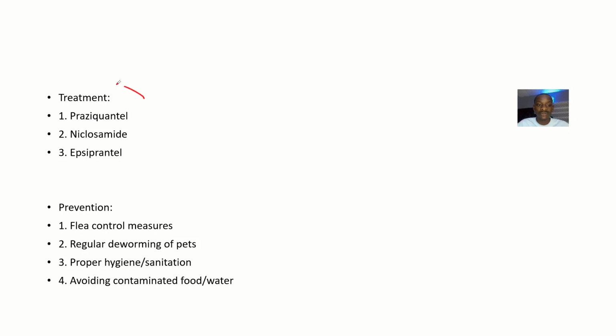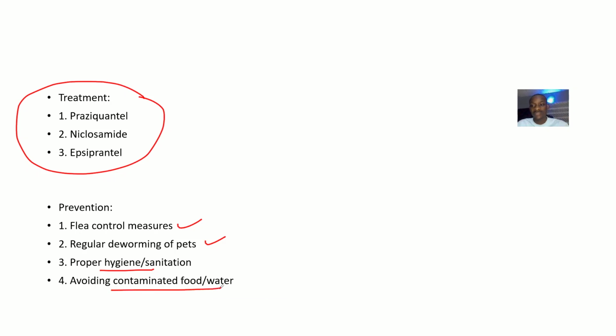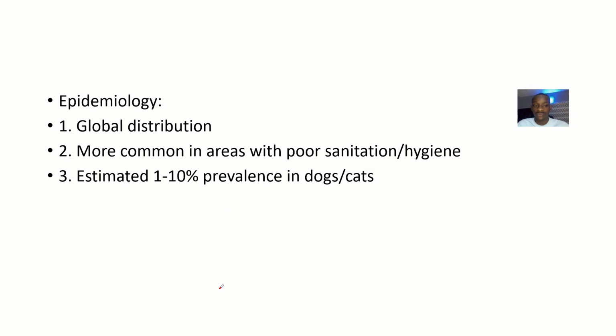Treatments: these are the drugs to use for infections from this organism, right? Praziquantel, niclosamide, and epsiprantel. Okay. Prevention is just flea control, regular deworming of pets, okay, proper hygiene and sanitation, because most of these things come from a lack of hygiene. Avoid coming in contact with contaminated water and foods.